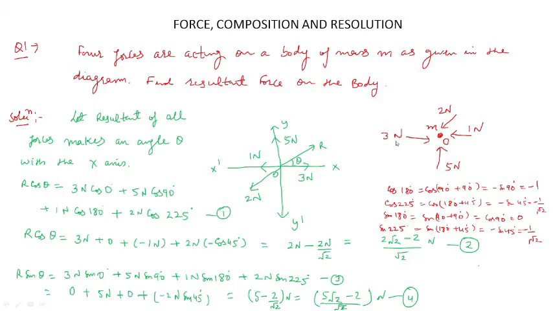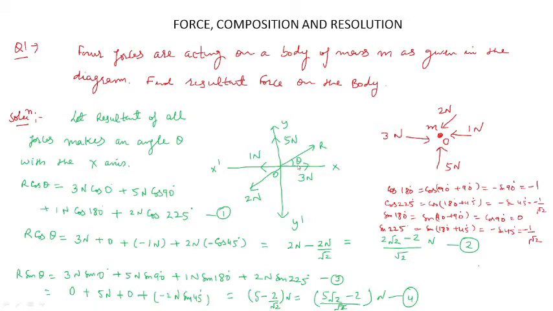Here you can see that a 3 Newton force is acting in plus x direction, a 1 Newton force is acting in minus x direction, and a 5 Newton force is acting in plus y direction. A 2 Newton force is acting in the third quadrant. Here we can make an equivalent diagram. The green diagram is the equivalent diagram. So you can see that a 3 Newton force is acting in plus x direction and a 1 Newton force is acting in minus x direction. A 5 Newton force is acting in plus y direction and a 2 Newton force is acting in the third quadrant.